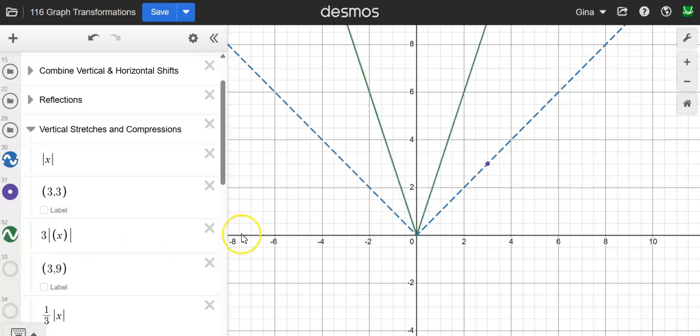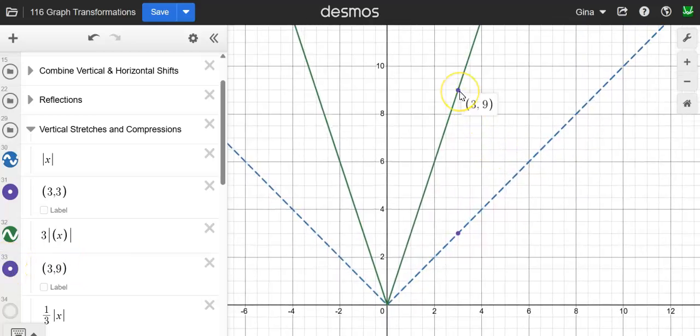Multiplying by 3 on the outside stretches the function up. It's as if I could grab the ends of the absolute value function and stretch it up towards the positive y-axis. When I plug the value 3 in here on the green graph, the output value is 9. It's 3 times higher than it was in the original graph.